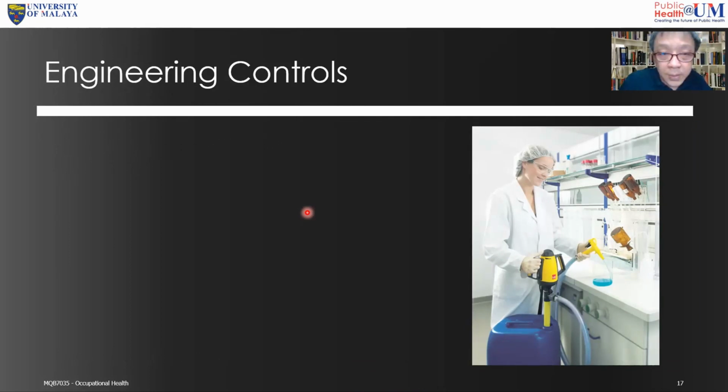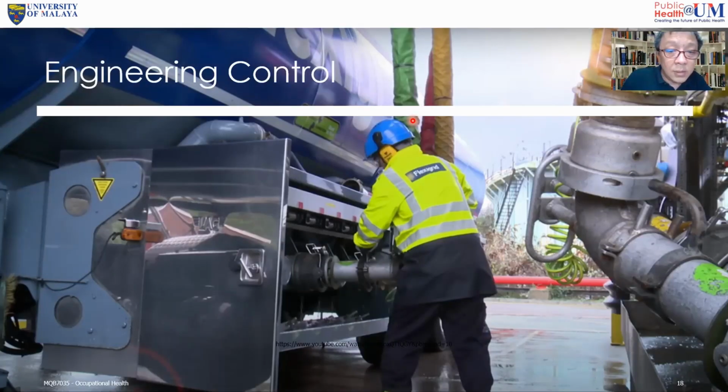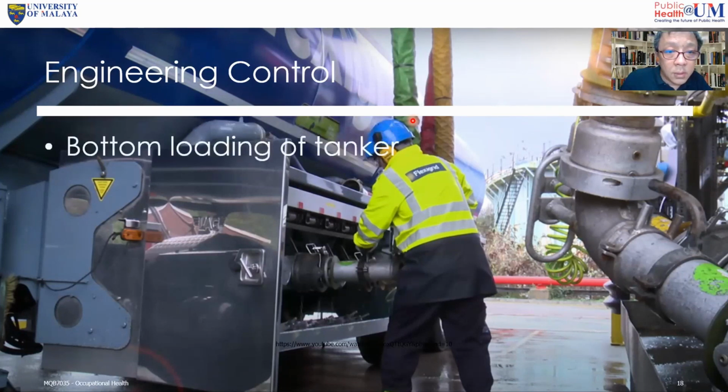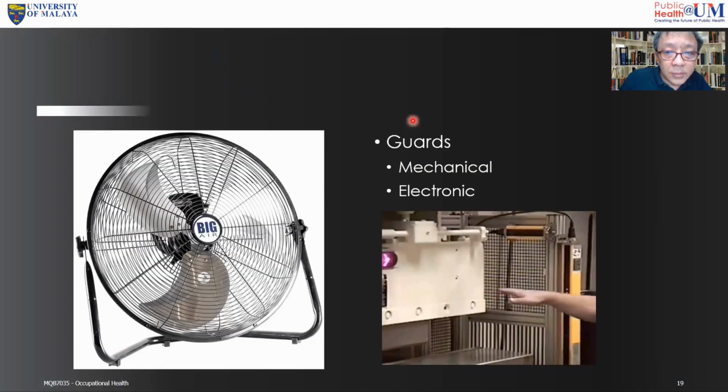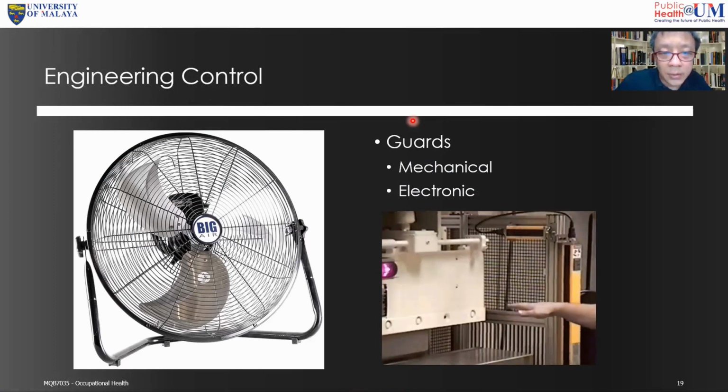The other engineering control is the use of mechanical assist, such as a pump to transfer chemical, of course the bottom loading of a tanker. Then guard can be a mechanical guard or an electronic guard.